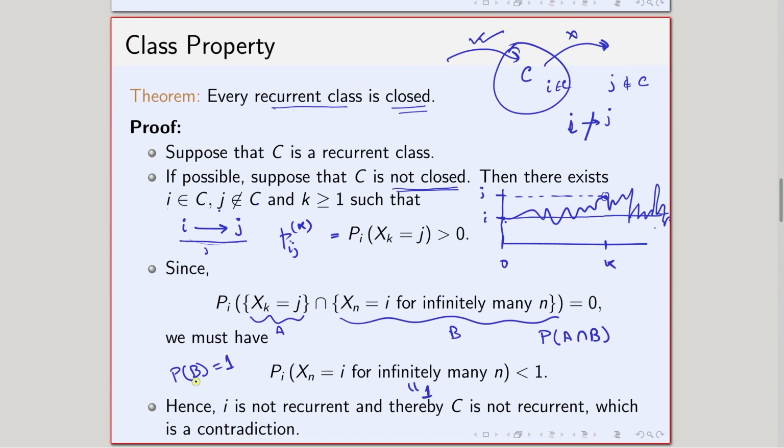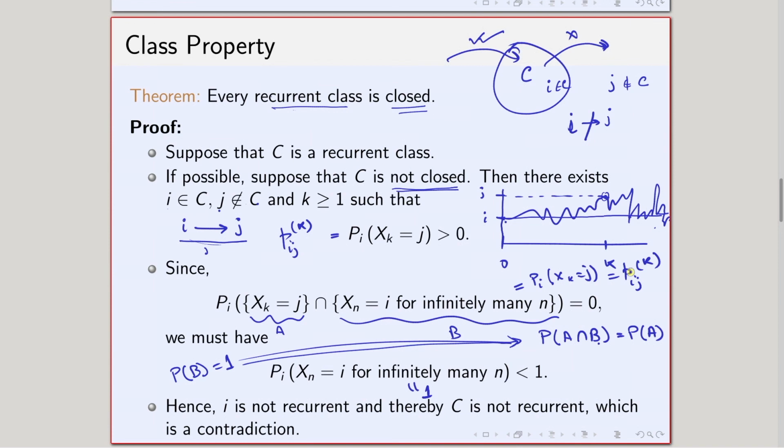Okay, and we know that if probability of B is 1, then probability of A intersection B is the same as probability of A. If probability of A given B equals 1, then probability of A intersection B equals probability of A. So if I assume this probability is equal to 1, this actually implies this, and so if this probability is 1, that means this probability has to be the same as starting from X_0 = i, X_k = j, which is basically p_ij in k steps.